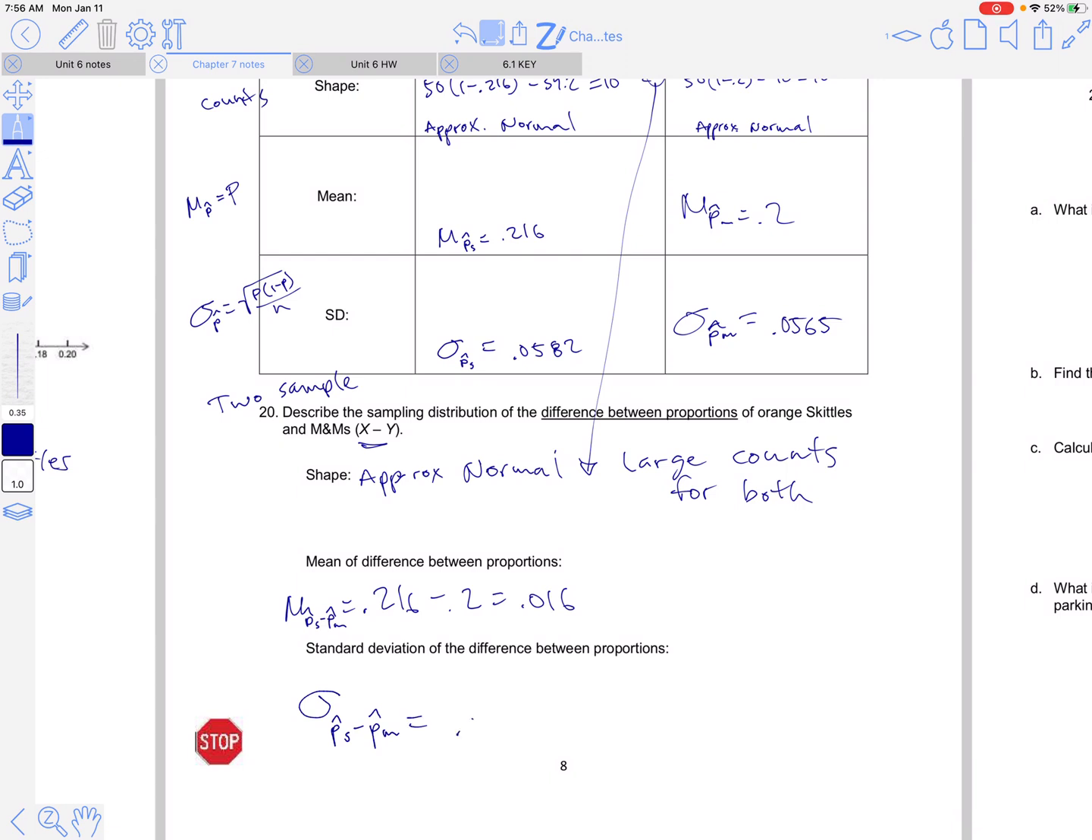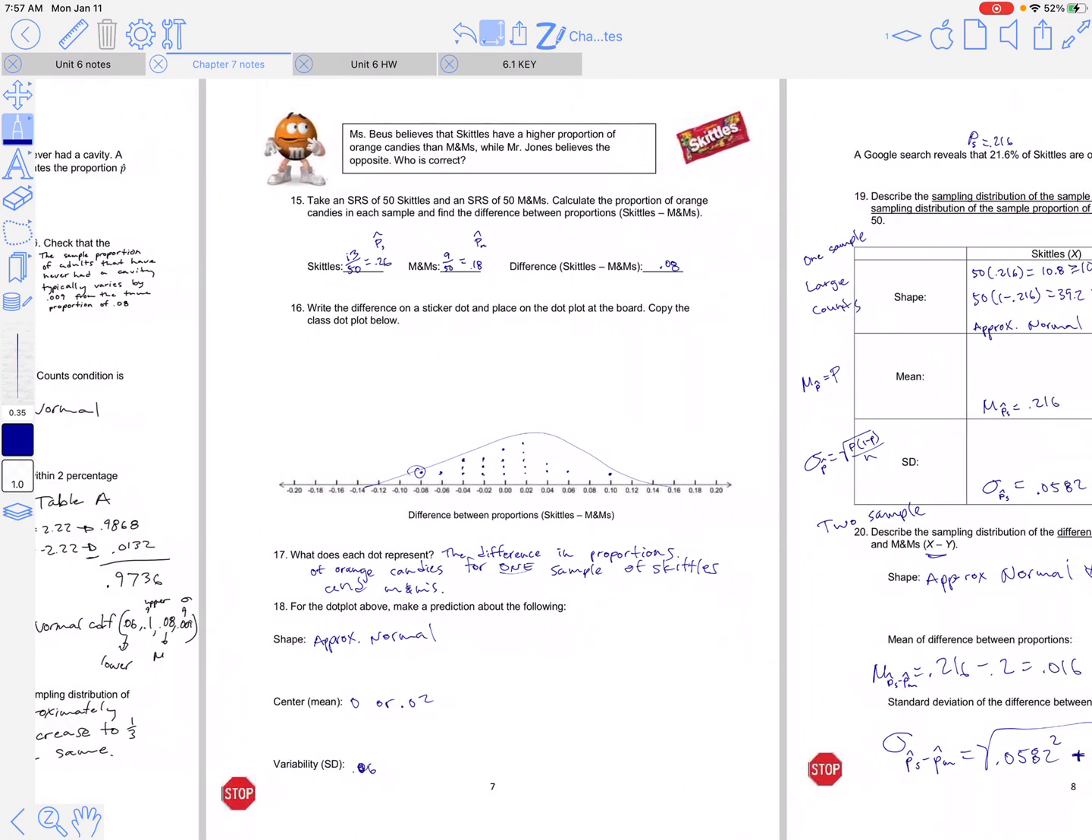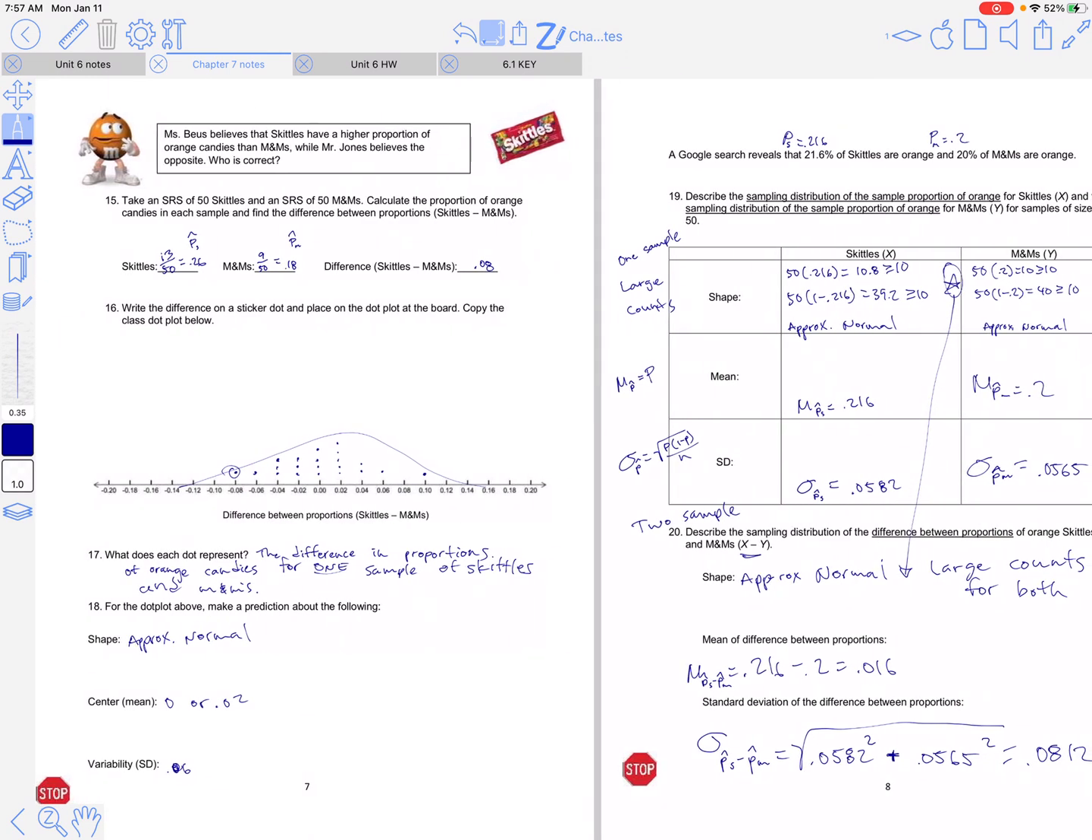So for the standard deviation, we take the standard deviation of each, 0.0582 minus 0.0565. And you cannot subtract spread, so this is actually going to give us an incorrect answer. But what you can do, if you remember, is work with variance. So I'm going to change those to variance by squaring them. Remember, when we subtract, we lose spread, and you actually never lose that spread. It sticks around. So we have to add, then take the square root at the end. We'll get 0.0812.